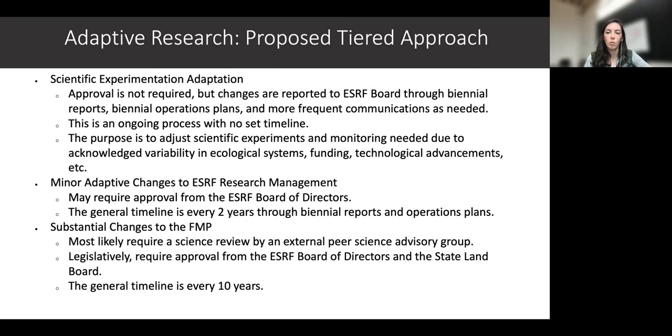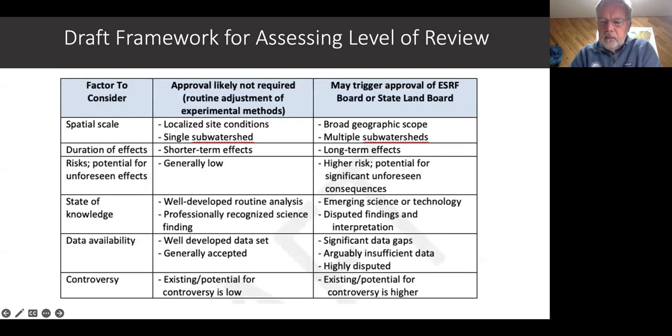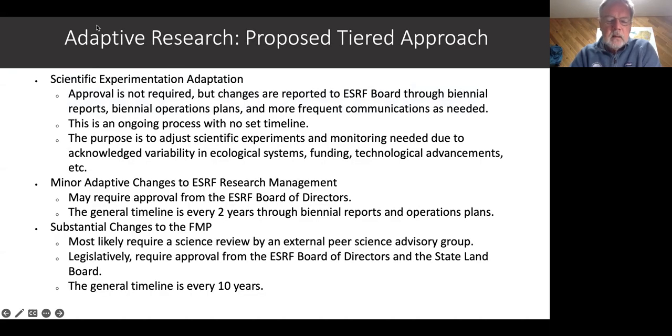And I think I saw Gordy come into the meeting, and Gordy, I didn't know from the riparian side, which we're going to talk about a little bit later in the meeting, if you had thoughts on this and maybe an example of how this would apply to what you've been developing. Yeah, I mean, I think I can give you an example that might fit into each of these categories.